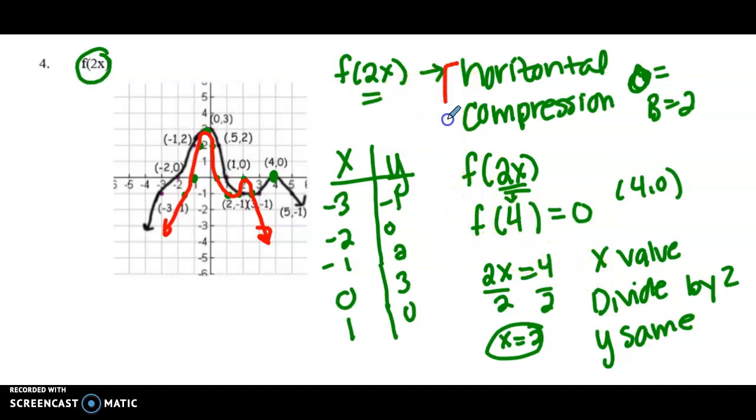Just remember, anytime you have a horizontal compression, you're going to take the x value and divide it by 2, or divide it by whatever your horizontal transformation is. Take your x value, divide it by b, and then your y is going to stay the same.